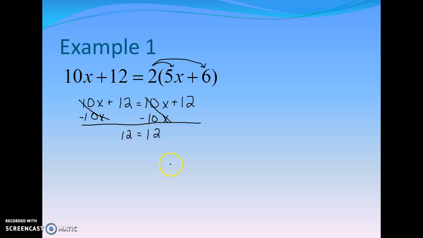So you're going to see that our x terms just went away. We don't even have an x in the equation anymore. But what we did find out is we wound up with a true statement. It is a fact that 12 is equal to 12.